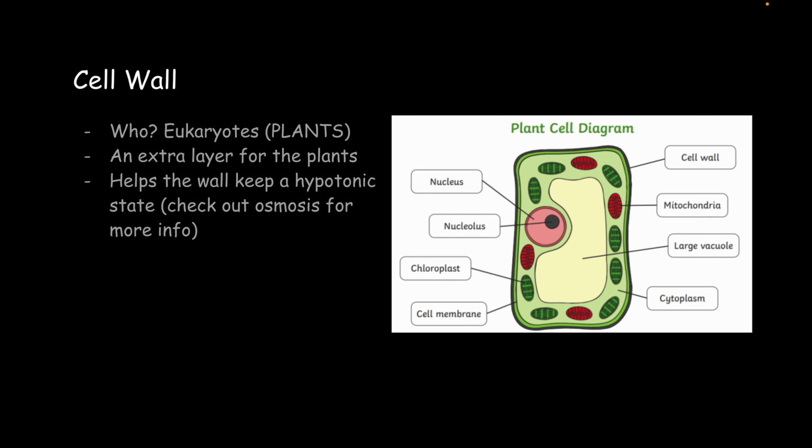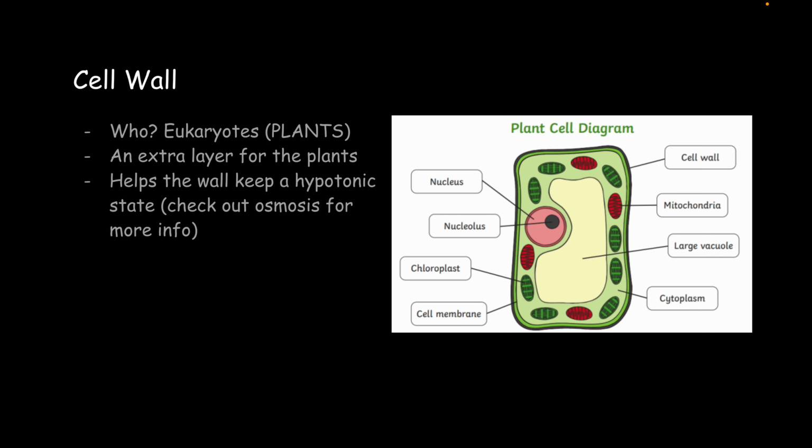Cell wall: you're going to see these in eukaryotes, specifically plants. You're never going to see this in animals. It's just a protective layer. One of the main reasons you see this is there's a type of osmosis called hypotonic. If you don't know about osmosis, check that out. It's helpful to know. But they want to keep a hypotonic state.